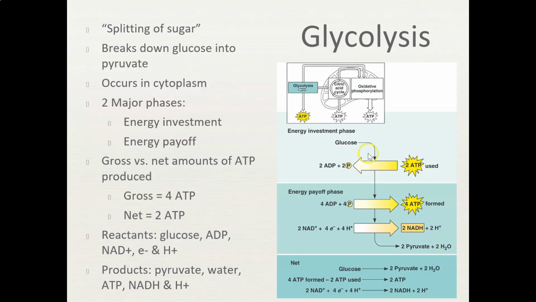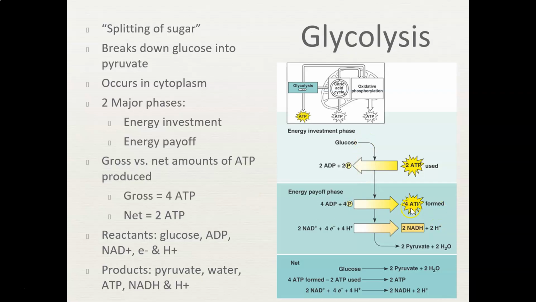So input is that glucose, ADP and some phosphates, some NAD plus, electrons and hydrogens. We ultimately get those pyruvates out, some water out, some ATP out, NADH and some hydrogen ions as well. All right.